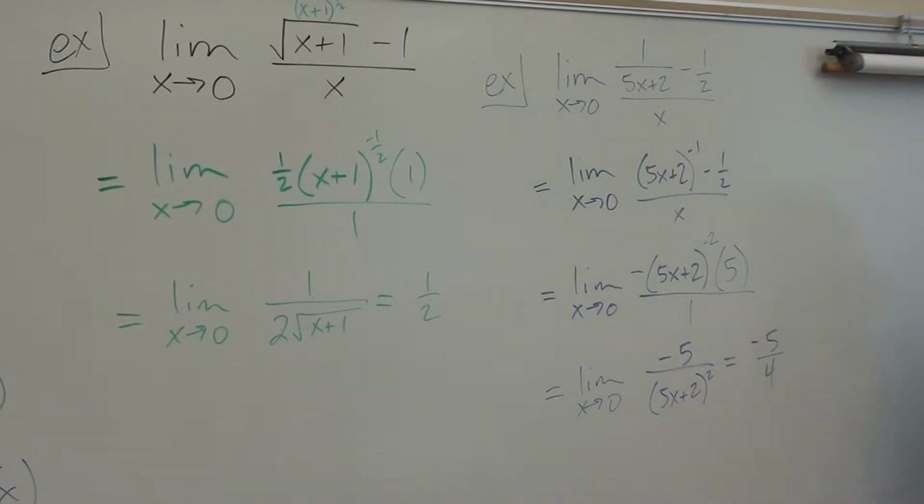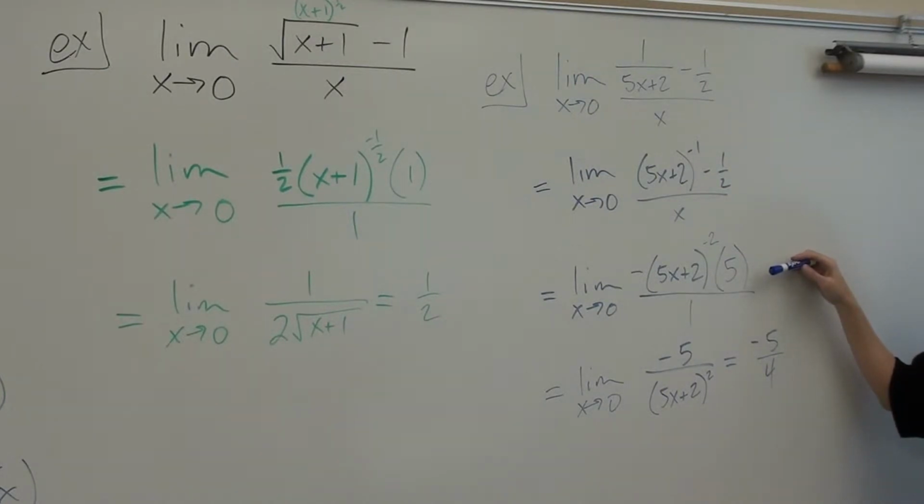Negative 5/4. Not negative 11 over 2. So can you not simplify the numerator before you do the derivative? Can you go from here to here, like you do 2 minus 5x minus 2 over 5x plus 2 times 2 times x? Yeah. Then you might as well just do the regular limit if you're going to do that.